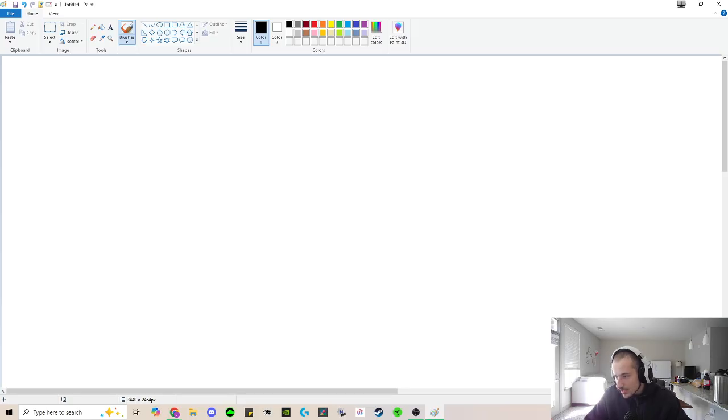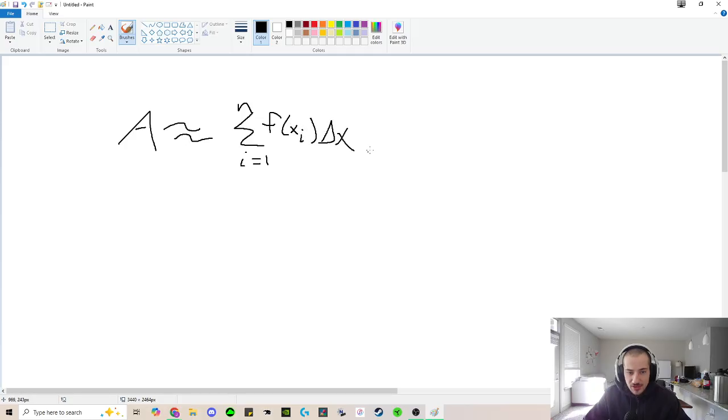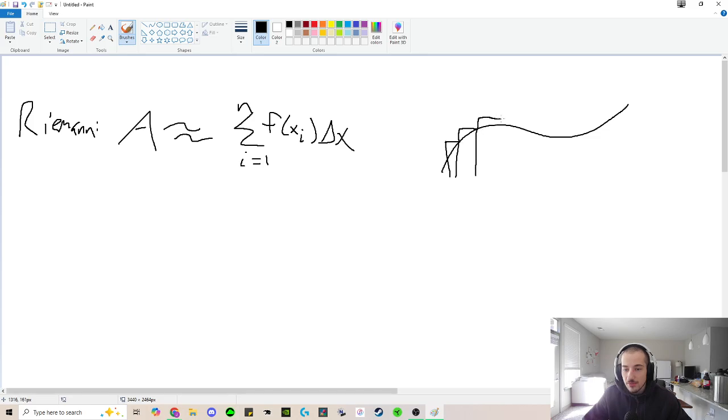So our normal Riemann sum is going to be something like the area is the sum from i equals 1 to n of f of x_i delta x. This is our Riemann sum. And this guy's going to converge pretty well. We take more data points, and if we've got this guy here, we're going to be doing these rectangles. You know what I mean, right? We're going to be doing these rectangles.